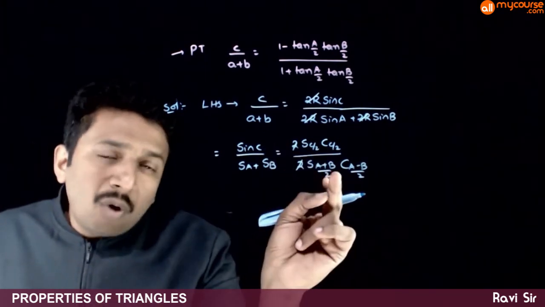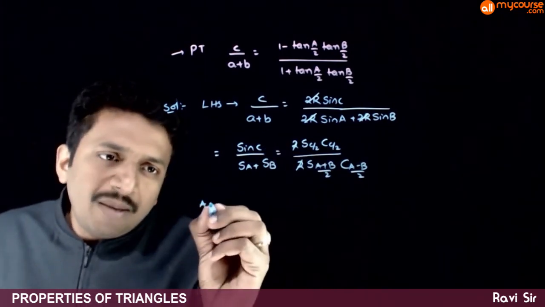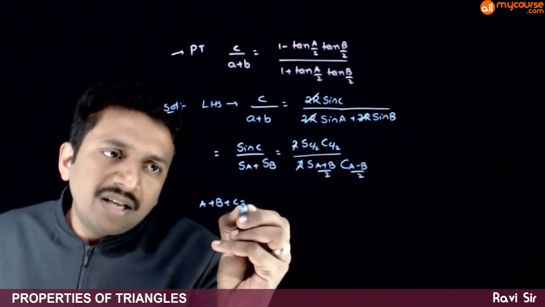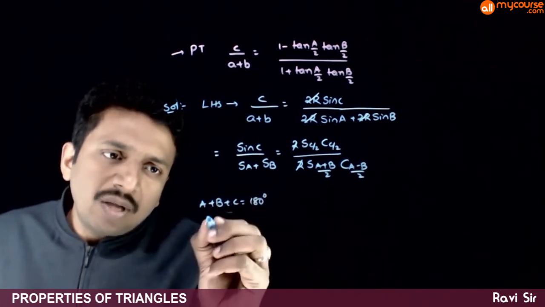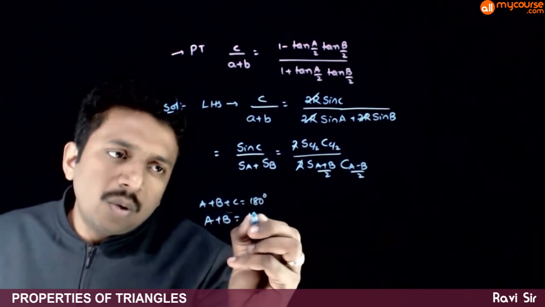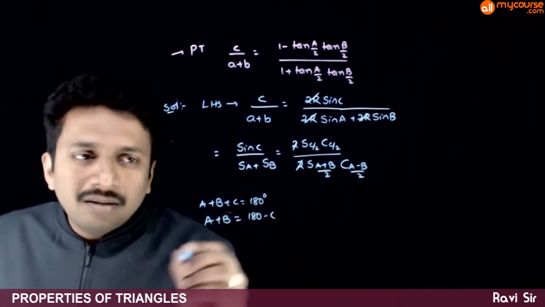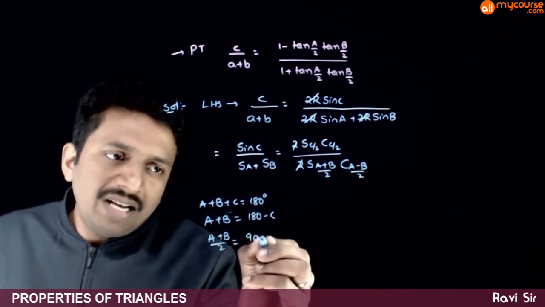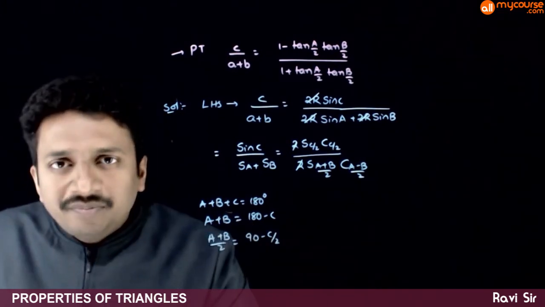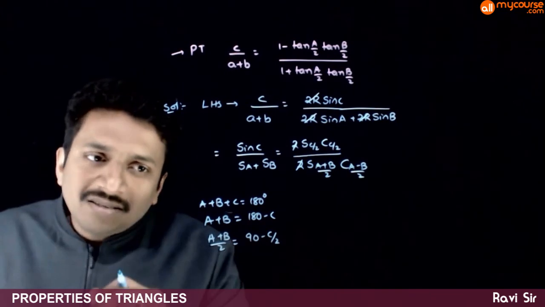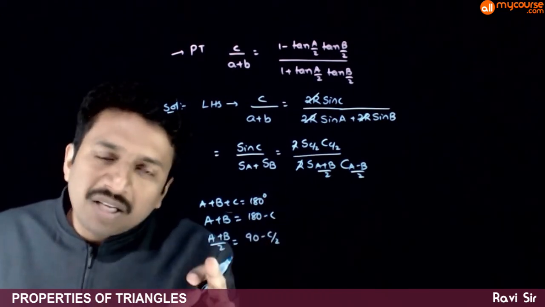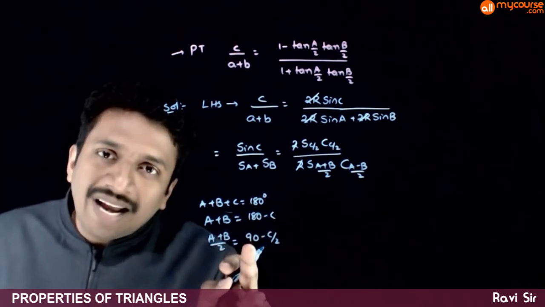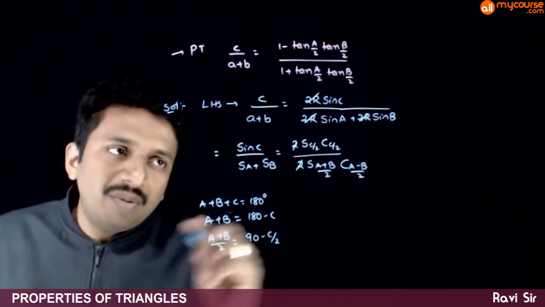And now what is A plus B by 2? We know that A plus B plus C is equal to 180 degrees. So A plus B is equal to 180 minus C. And A plus B by 2 is equal to 90 minus C by 2. So what is sine of A plus B by 2? That's nothing but sine of 90 minus C by 2, which is cos C by 2.